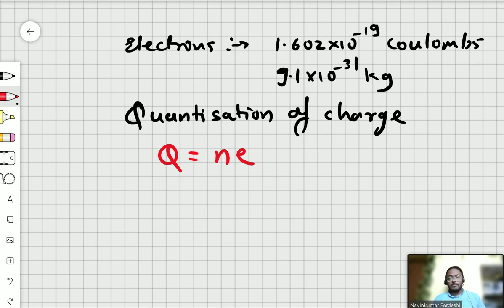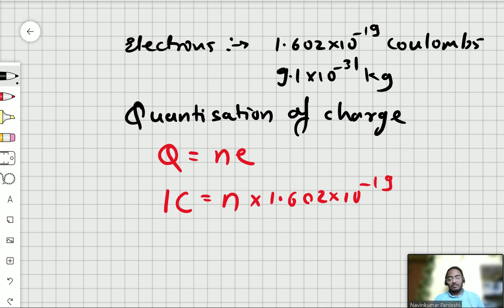So from this formula, let us find the number of electrons needed to give 1 coulomb of charge to a body. I will repeat the question. What will be the minimum number of electrons needed to transfer 1 coulomb of charge from one body to another? Okay, so we have a charge of 1 coulomb, so I will put 1 here. 1 coulomb is equal to N, which is the unknown, times e, which is 1.602 × 10^-19.